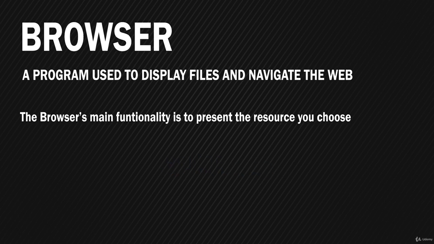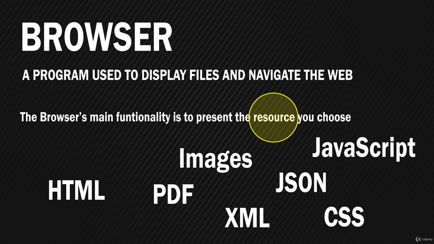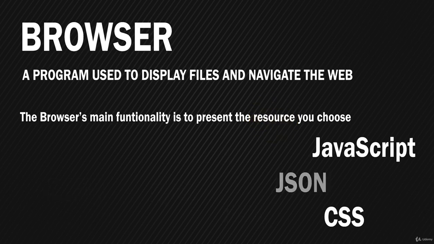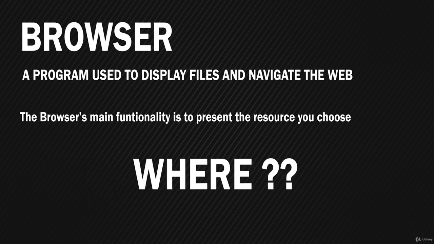So we know the browser's main functionality is to present a resource that we choose to us. But what resources am I talking about? Well, the most obvious one is HTML. Every website that you load has to begin with this file. But there are also other resources we may want to load, like images, PDFs, XML, JSON, CSS, JavaScript, and so on and so forth. But that's all well and good. So we know that we need to get a resource. The next question is, well, where does the browser find this resource? Where does it go? And the answer to this is that the location of the resource is specified by the URI, the Uniform Resource Identifier.